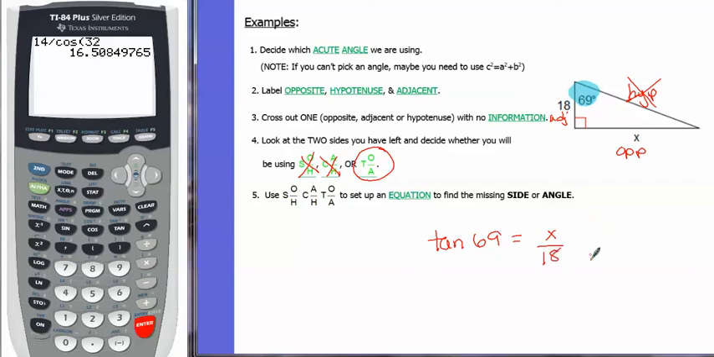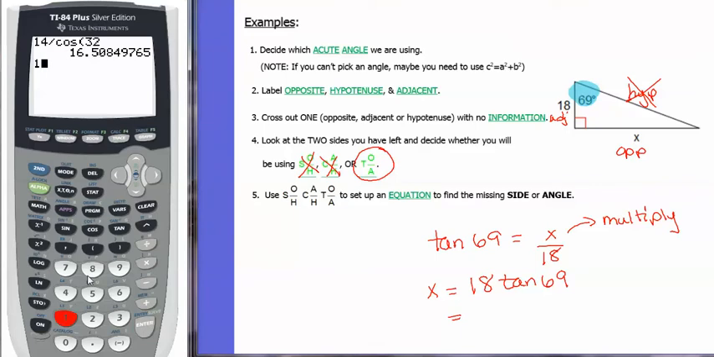Now x is in the top, so I'm going to multiply. So I'm going to get x equals, and I take the number in the fraction again, 18 times tangent of 69. And I'm going to go to my calculator and plug it in, 18 times tangent of 69, and I get 46.9.